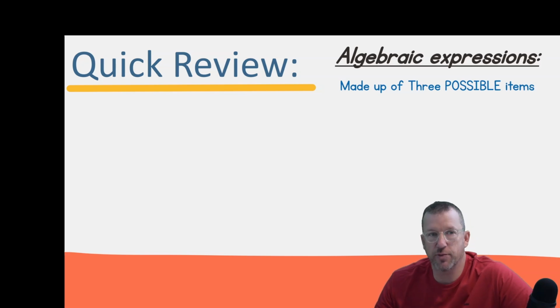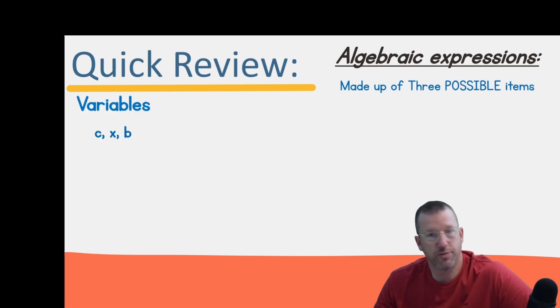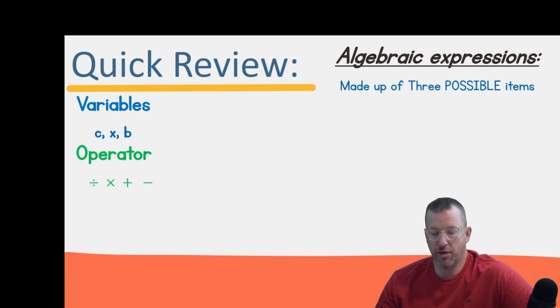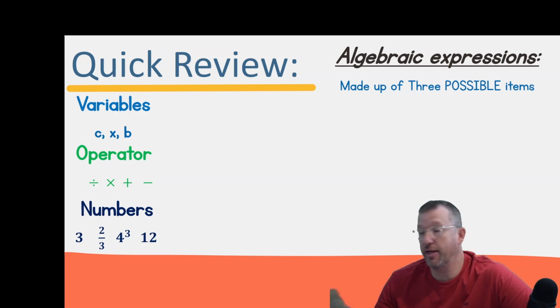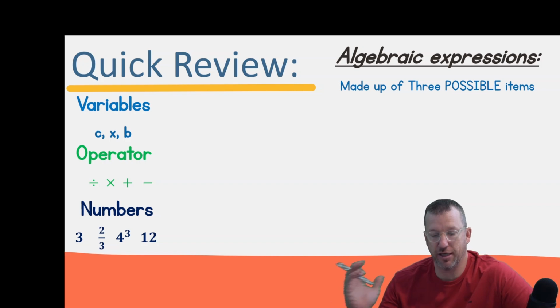Expressions. We say this word expressions. What is it? Well, it's made up of a couple possible things. It can have variables, which are letters, operators, which are our order of operations, our division, our multiplication, our addition, and it can have numbers. So expressions have those things. But what it does not have is an equal sign. There may be an equal sign involved somewhere, but the expression itself is the part that doesn't include the equal sign.